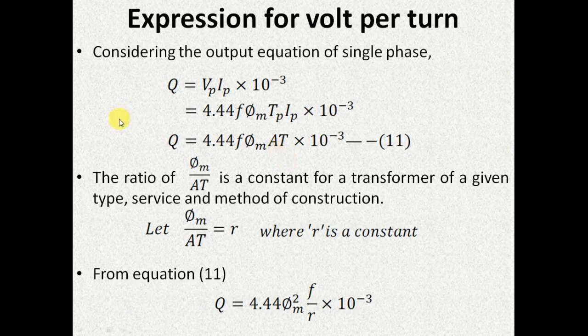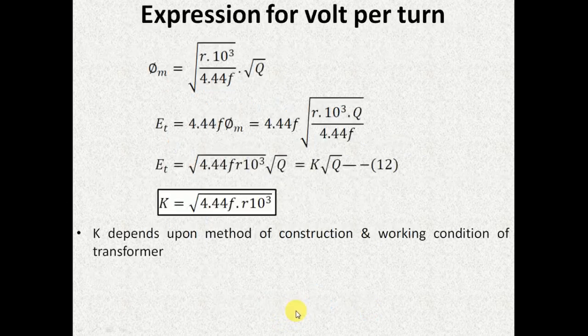For a particular type, service and method of construction of a transformer, the ratio of FIM to At remains a constant, which is generally represented as R. So from this relation, At can be represented as FIM by R. You have to make that substitution here. Then the relation becomes 4.44 FIM square F by R into 10 raised to minus 3. From here you will be able to obtain the relation for FIM. That is FIM is equal to square root of R into 10 raised to 3 divided by 4.44 F into square root of Q.